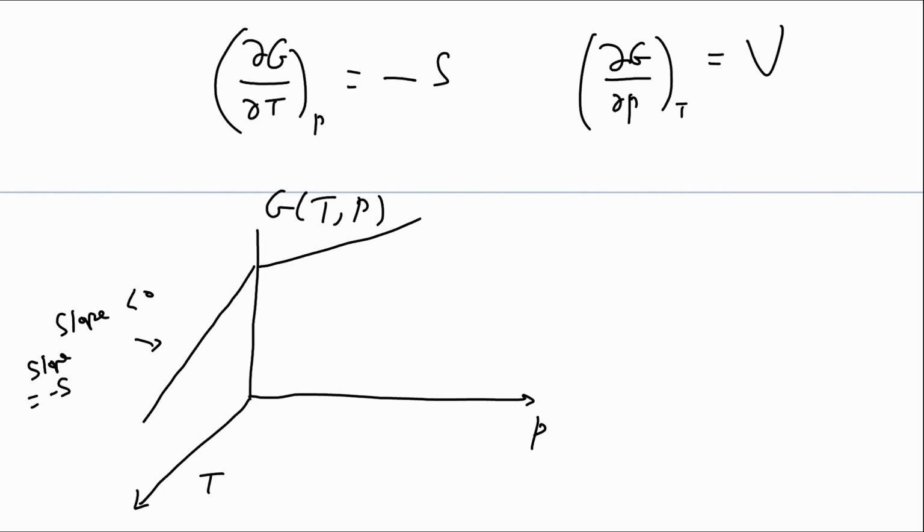But if I go the other way, the slope is equal to V. Volume is always positive, right, at least in this universe. And so that slope is up. And so I can draw some sort of landscape that looks like that. You know, the picture is not very artistic.